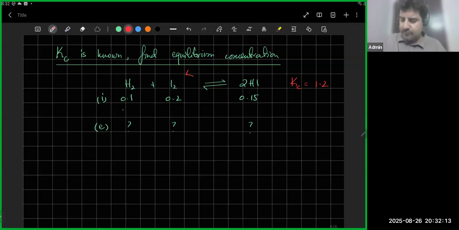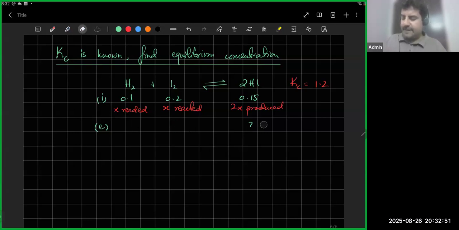So I'm going to assume that X moles reacted, because I don't have a value. I don't know how many moles reacted, so I'm just going to use X. Since it's 1:1, if X moles are reacting, X moles of I2 would also react. And if one reacts with one, on the product side, 2 would be produced. So if X reacts with X, on the other side, 2X would be produced.